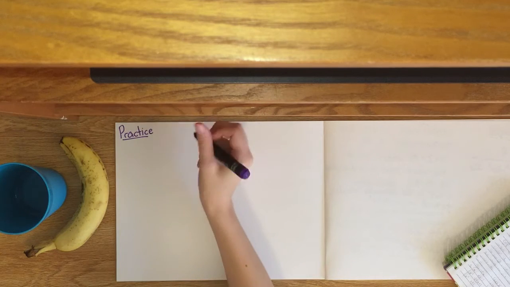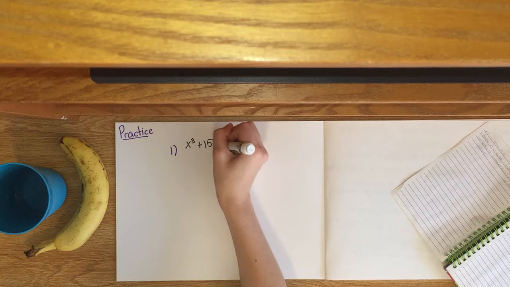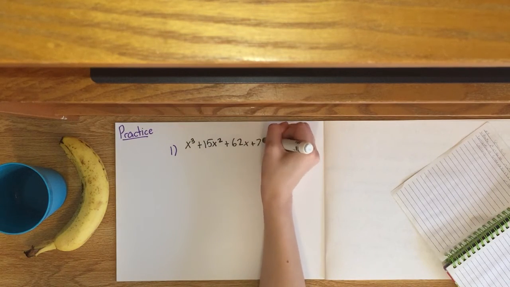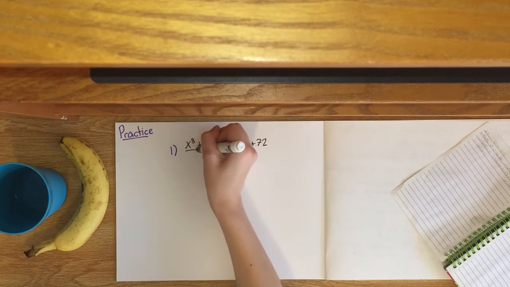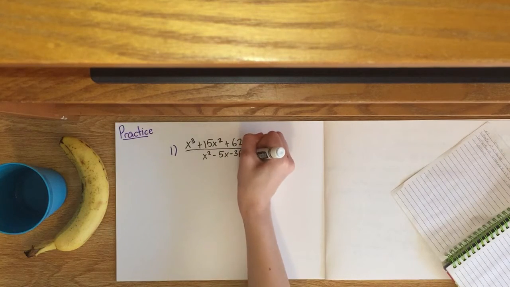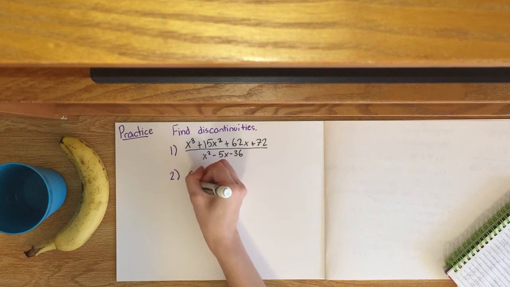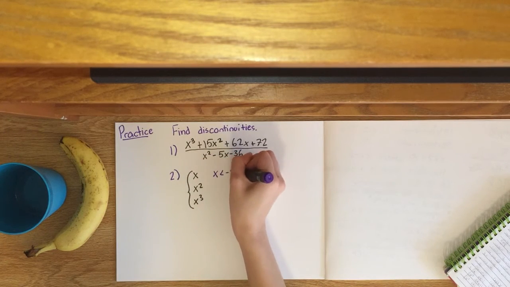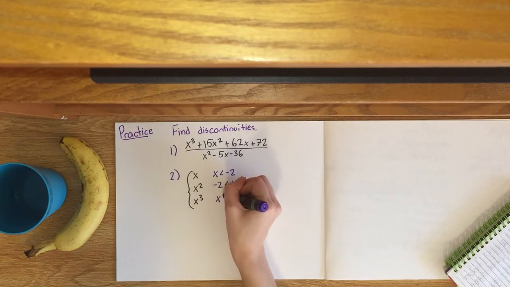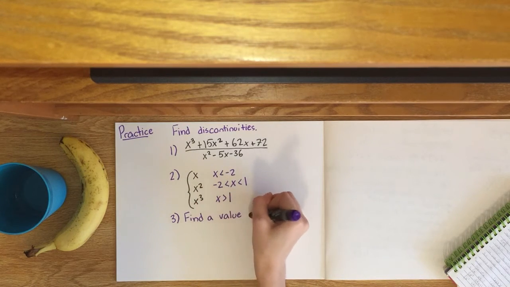Find the intervals of continuity and where the function is discontinuous and what type of discontinuities are at those places for x cubed plus 15x squared plus 62x plus 72 over x squared minus 5x minus 36, and for the piecewise function where the function is x for x less than negative 2, x squared for x greater than negative 2 and less than 1, and x cubed for x greater than 1.